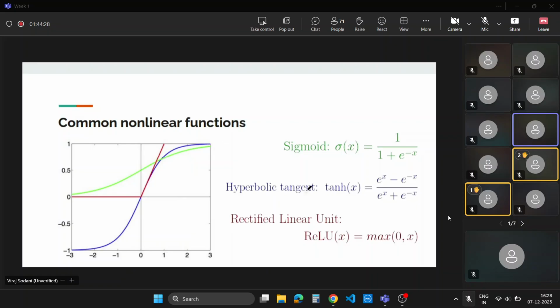Another example is tan hyperbolic x, that is nothing but e to the power x minus e to the power minus x upon the sum of the two. उसका ब्लू वाला ग्राफ है, -1 to 1 है, सॉरी, -1 to 1 आते हैं उसका आउटपुट्स.